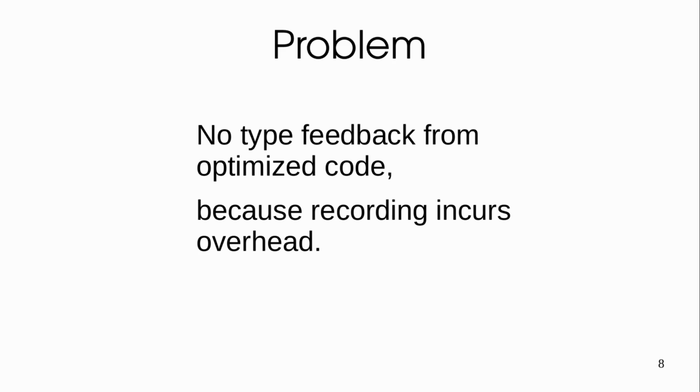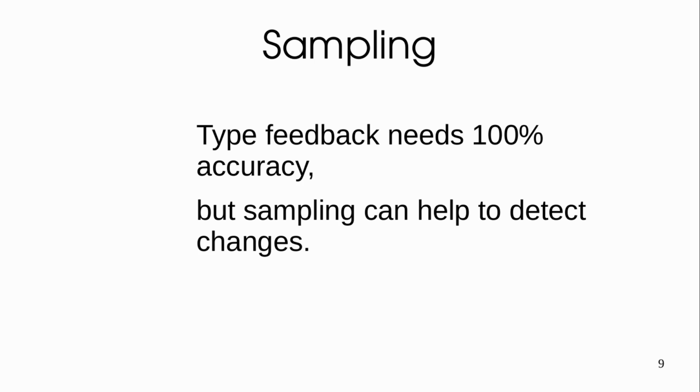So the problem essentially is that once we enter the last tier, the most optimized tier in our JIT compiler, there won't be any type feedback anymore because we want to avoid having any unnecessary overhead in that stage. As I mentioned, typically type feedback is gathered through instrumentation. So basically the code is annotated with some additional instructions which will keep track of all the kind of types that flow through it. There's another solution to gather type feedback.